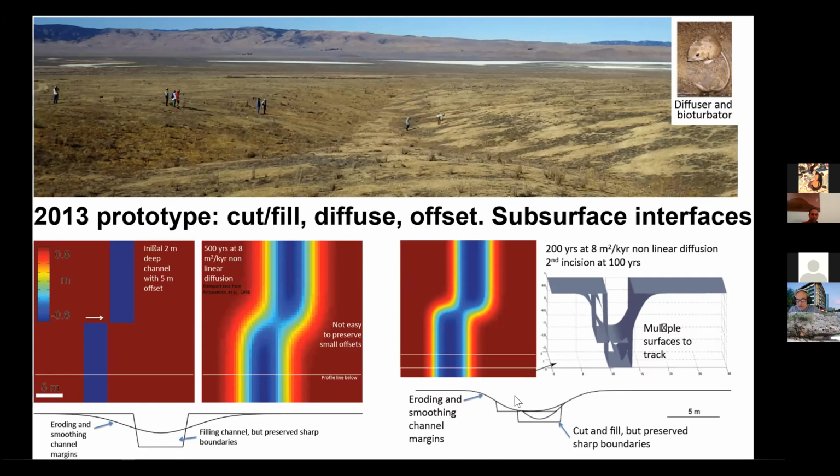And then this could be, of course, more complicated where we have cut and fill. So the topography itself is simple compared to the subsurface relationships with these cut and fill but preserved sharp boundaries. So these multiple surfaces we might have to track if we're doing a 3D paleoseismic investigation.